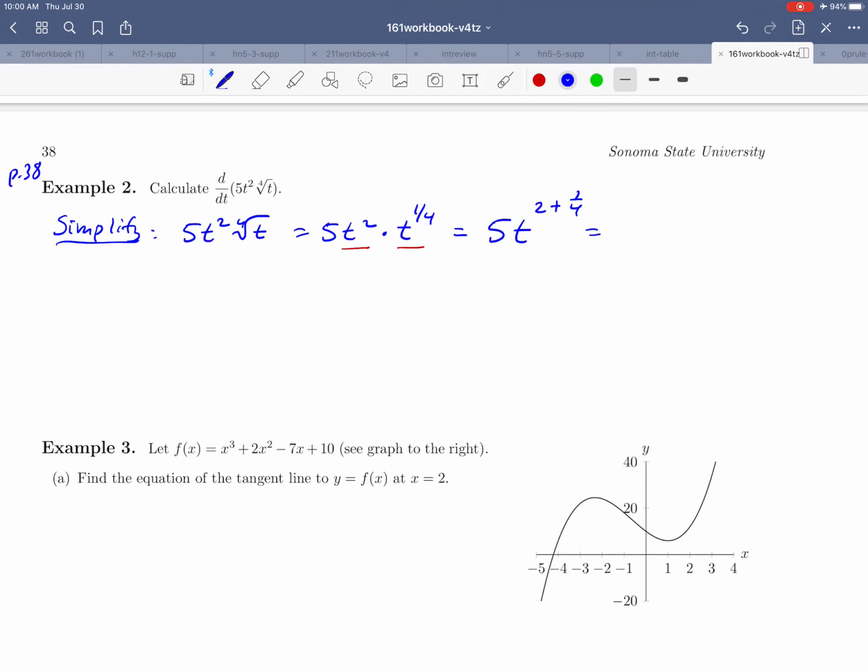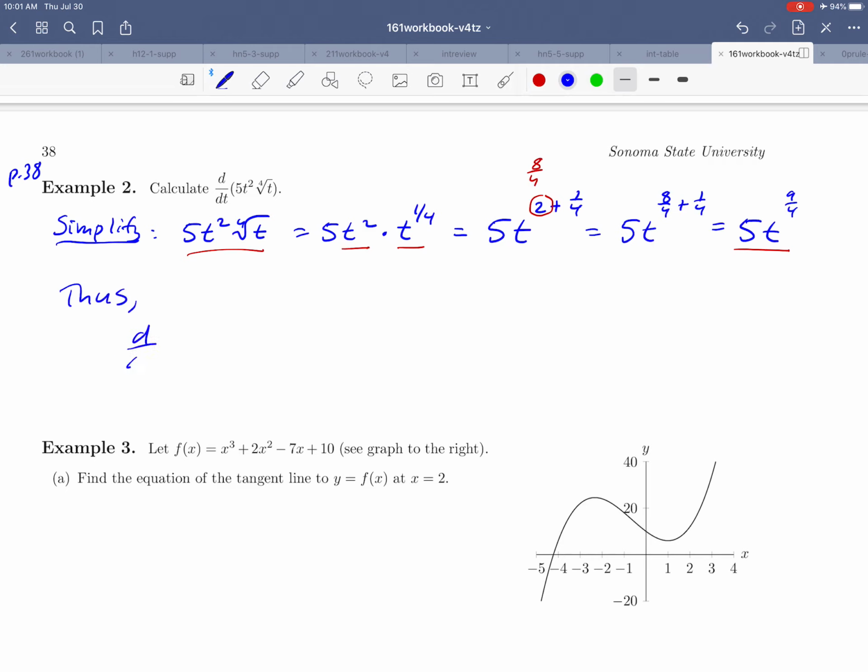And then the question is, how do we take 2 and add 1/4 to it? Well, one way would be to get a common denominator. So the 2 that you see here can be rewritten as 8/4. So this is really 5t to the 8/4 plus 1/4. And now you take 8/4 and add 1/4, you're going to get 9/4. So by doing some algebra here, we were able to take the function that we started with and simplify it down to 5t to the 9/4. That's something that I think we can take the derivative of successfully.